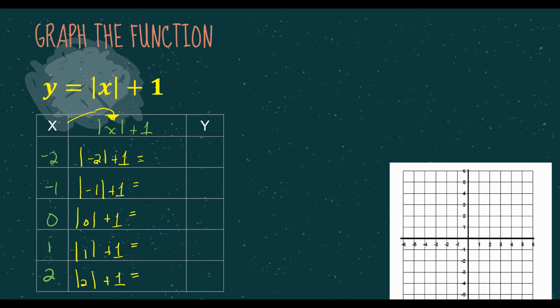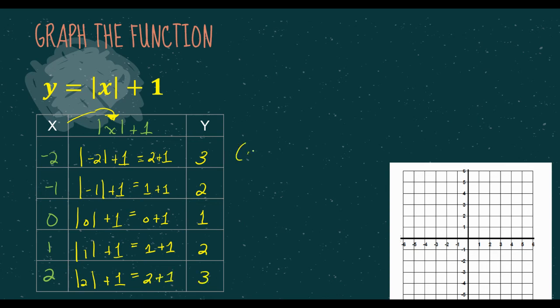So what is the absolute value of negative 2? It'd be 2. So this would come out to be 2 plus 1. So that equals 3. What's the absolute value of negative 1? 1 plus the back 1. That would come out to be 2. Absolute value of 0 is 0 plus 1. It would come out to be 1. Absolute value of 1 plus another 1 is 2. Absolute value of 2 is 2 plus 1 is 3.